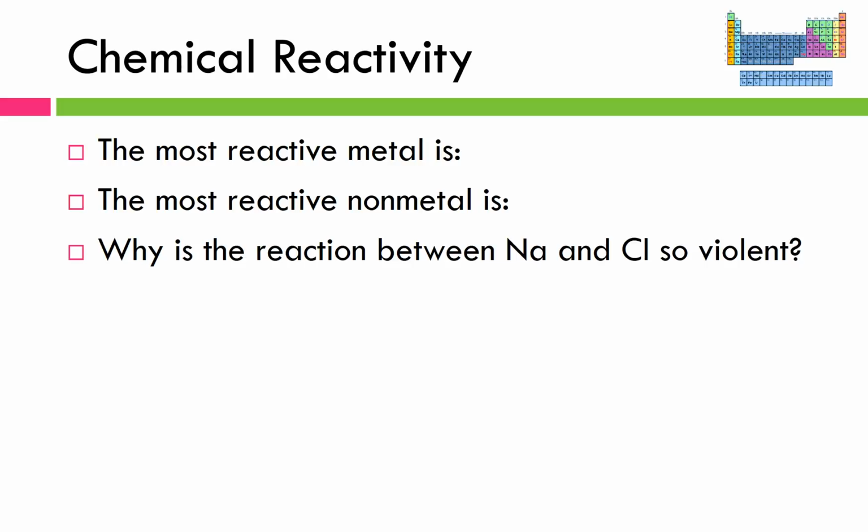Let's take a look at this. The most reactive metal. Well, hopefully right off the bat you are thinking group 1 metal. It's got to be one of the alkali metals. We know that the reactivity increases as you go down the group, as that valence electron gets further and further away. So if you said that the most reactive metal is francium, or technically cesium, we're going to take that as a correct answer.